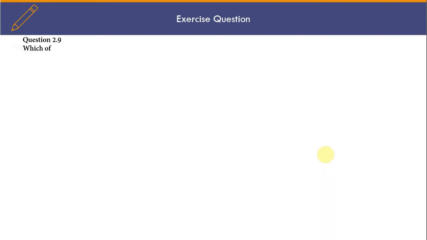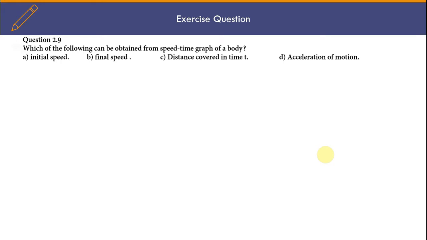Now question 2.9, which of the following can be obtained from speed time graph of a body? A है initial speed, B है final speed, C है distance covered in time t, acceleration of motion.